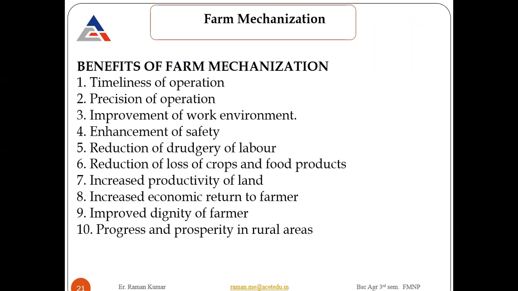Next, we have reduction of loss of crop and food product. So there will be lesser loss of crop and food product. And with the help of this mechanization of power, we can increase the overall productivity of the land. So your output will be increased with the help of farm mechanization. Increased economic return to the farmer. So with the help of this, a farmer can earn a good return. Okay, improved dignity of farmer, progress and prosperity in rural area.